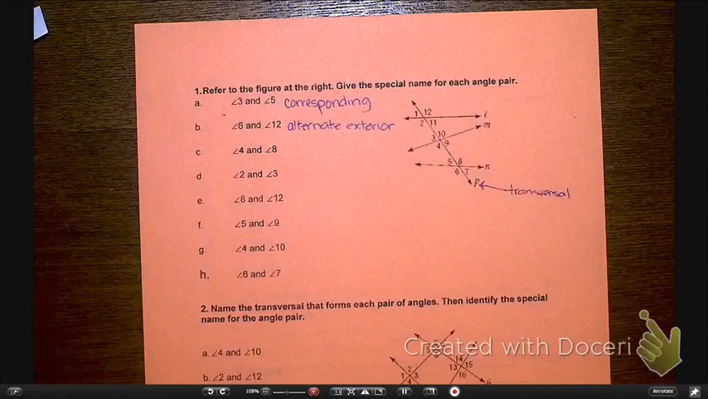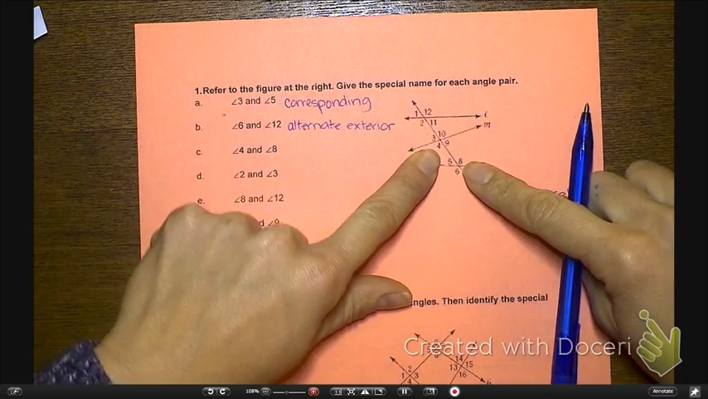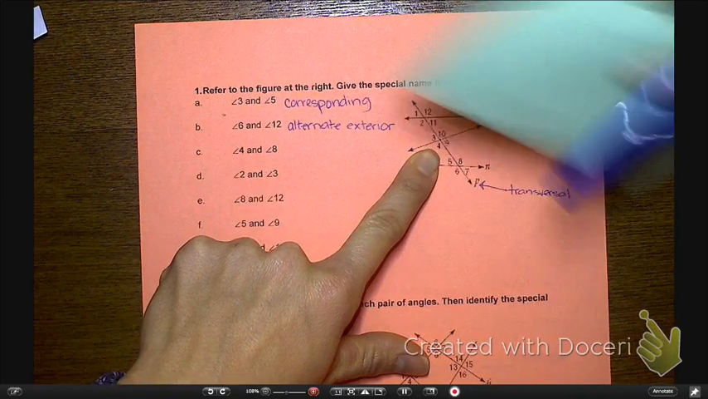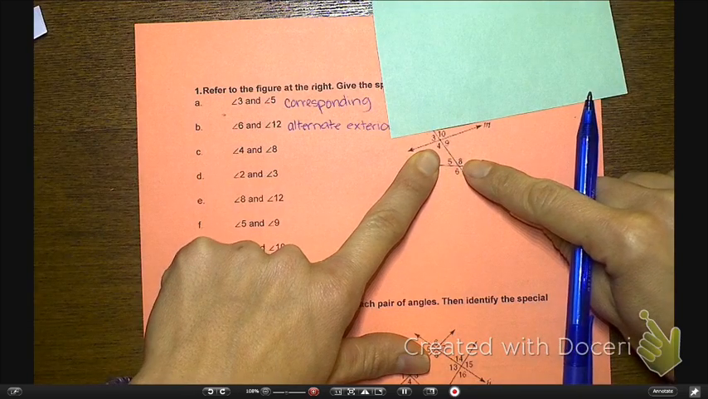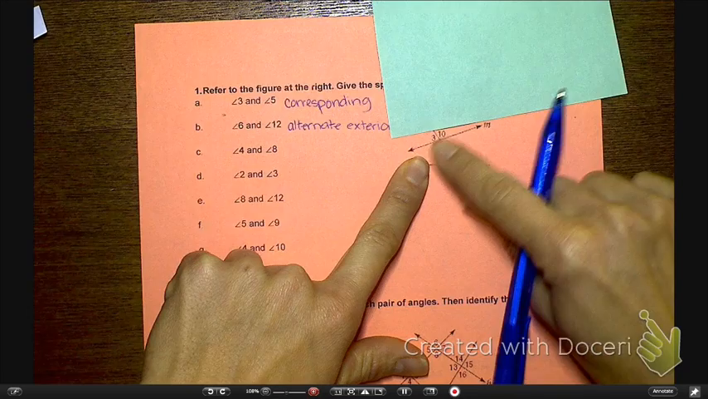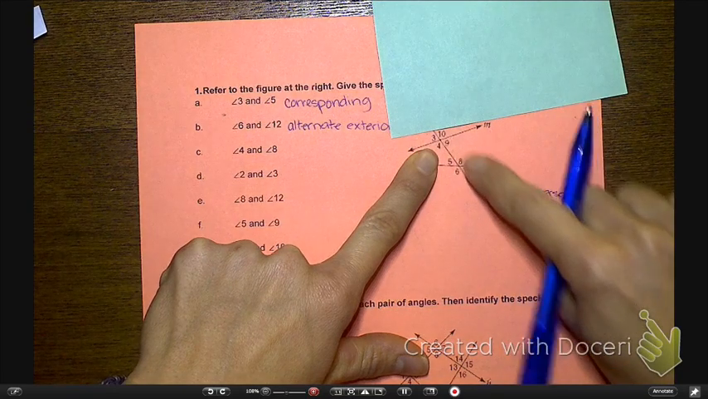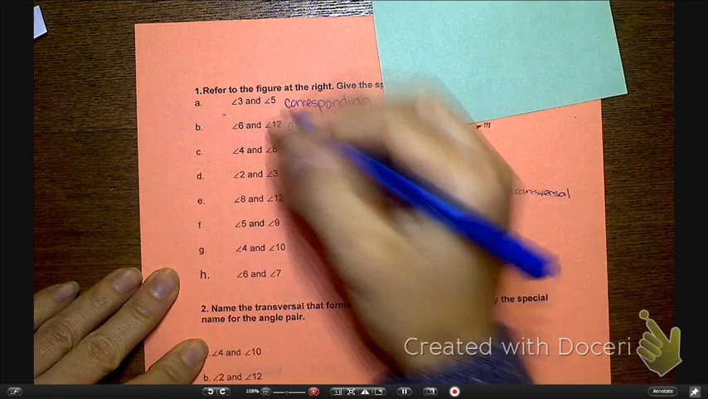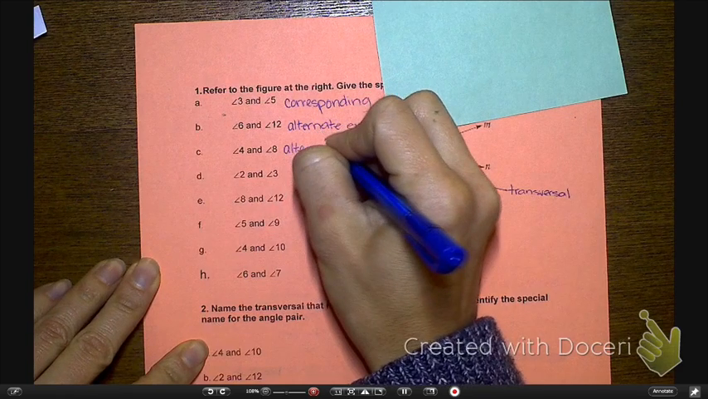All right. Okay, let's do one more together. Let's look at angle 4 and angle 8. So here's 4 and here's 8. I'm going to cover up the top part because that part's irrelevant. Okay. So, are they both inside or are they both outside? Inside. Same side or opposite sides? Opposite. So what is that called? Okay. Alternate interior, right? Because they were inside.